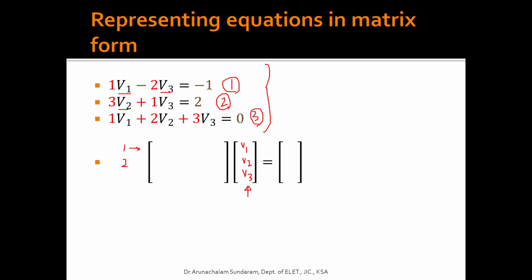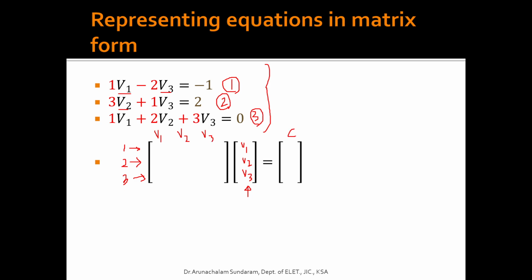What about the second row? The second row is for equation 2. What about the third row? The third row is for equation 3. What about the column? The first column is for V1. The second column is for V2. The third column is for V3. So what about this column? This column is for constant.